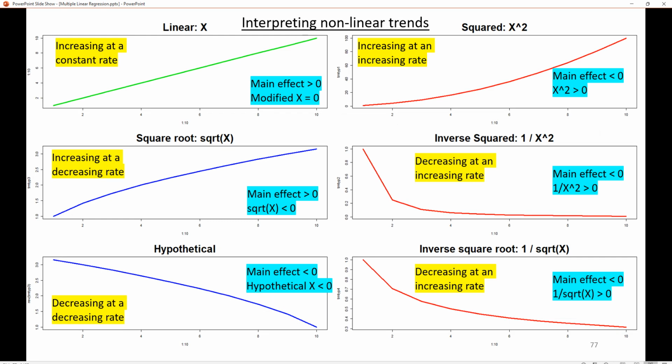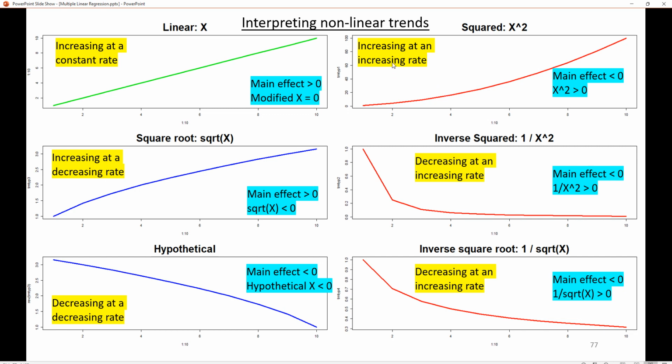And here are different types of trends. On the top left, this is what a linear trend looks like. It's increasing at a constant rate. The main effect, say for example age, is greater than 0, so that means the coefficient is pointing upwards. There is no modified x. We're not modifying that age value in any way, so that equals 0. It's just a straight linear term.